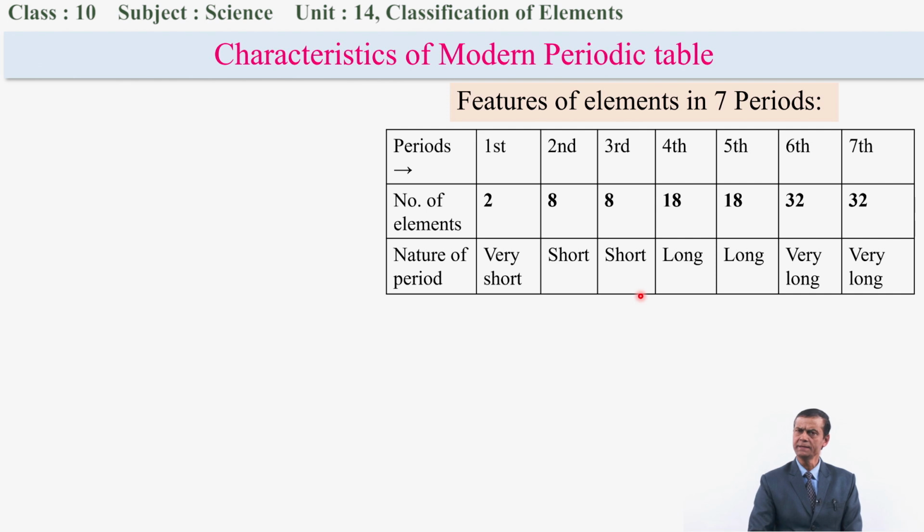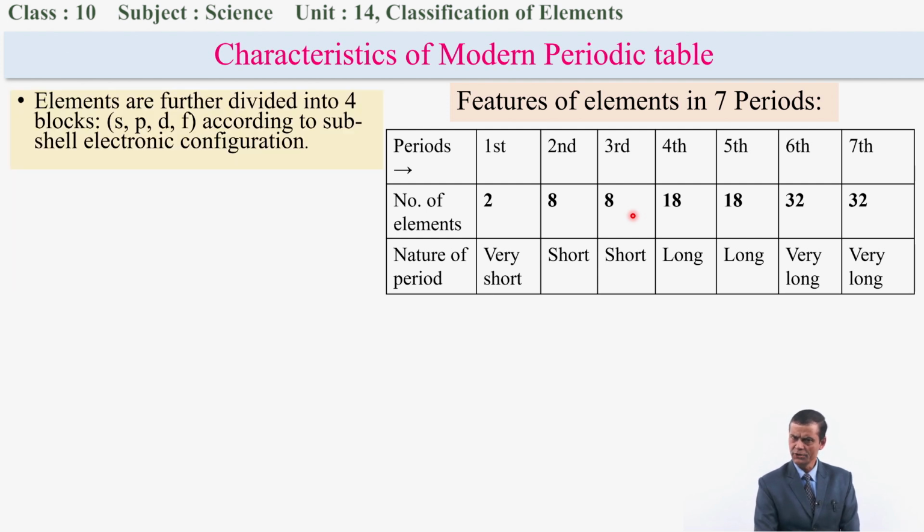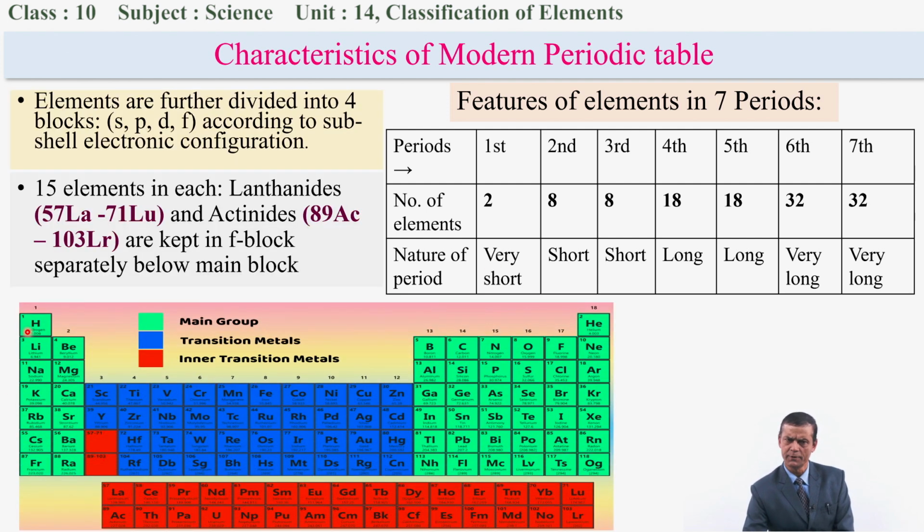What types of periods are there? Yes, out of 7 periods, they are named with different nicknames. Look at here, proposed name. The first period has only 2 elements, hydrogen and helium, isn't it? This period is called very short period. Second period has 8 elements. Second period and third period have 8 elements, isn't it? You can see here in the periodic table. Look at here. First period has only 2 elements. Second and third periods have 8 elements, which are called short periods.